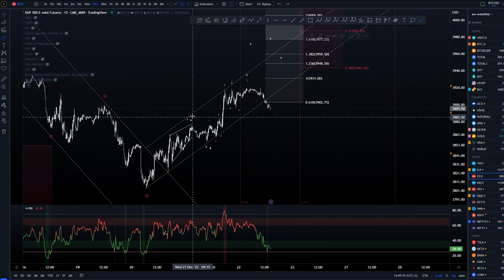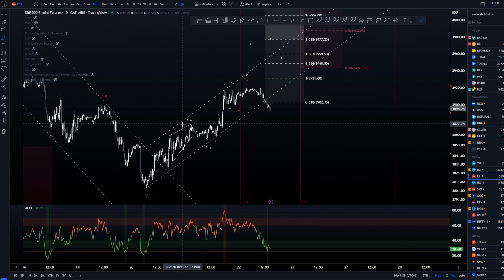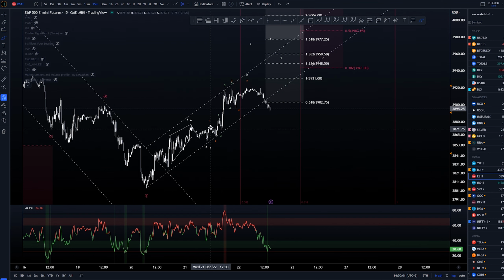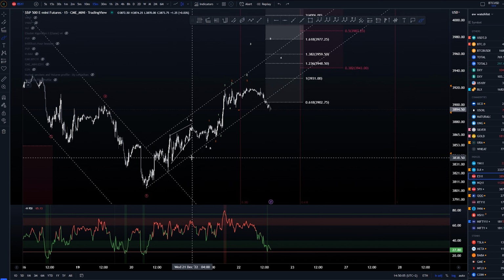At the moment, I do think that this has the potential of being a leading diagonal. It is very ugly. We all have to agree about that. But again, I don't really have anything else here.